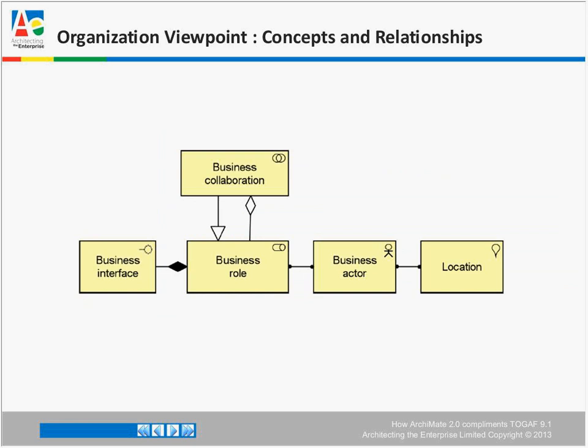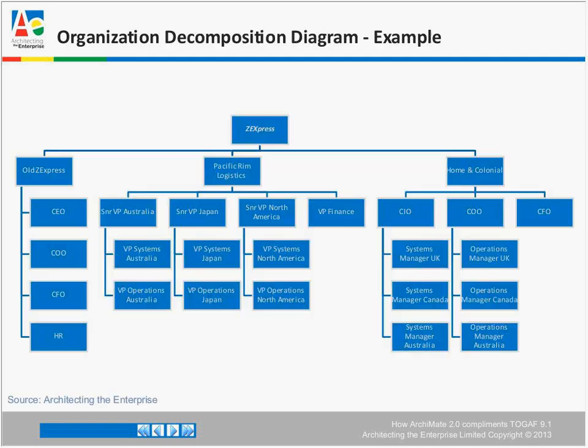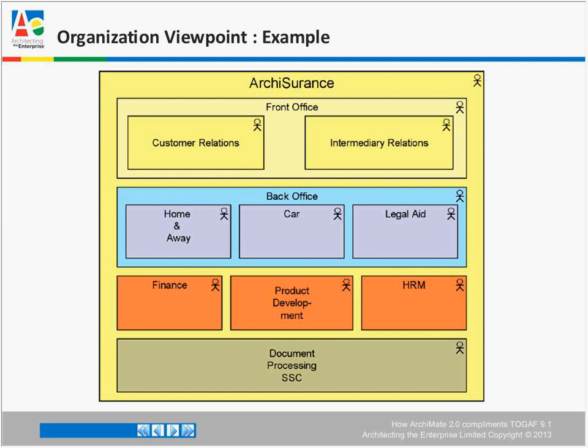So here we've got businesses, location, role, business collaboration, and business interface. Organization units will be modelled as actors, typically in this kind of model. Now, we can represent an organization decomposition in TOGAF using any kind of hierarchical or nested box diagram. In ArchiMate, this is a nested box type approach to representing an organization viewpoint, but we know what type of elements these are. These are actor elements which work for organization units.